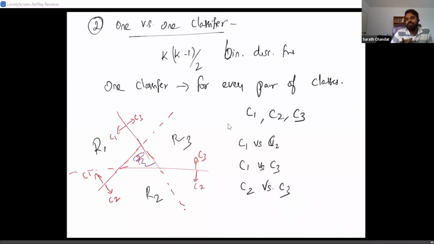Now this also has some issues, right? There's actually a question: do we use one versus the rest since it has this issue? I will answer that once we see all three ways of doing multi-class classification.